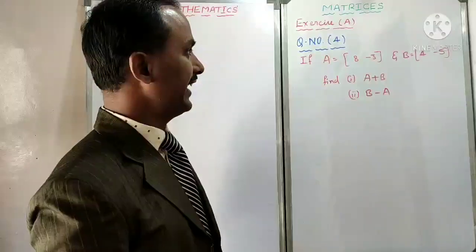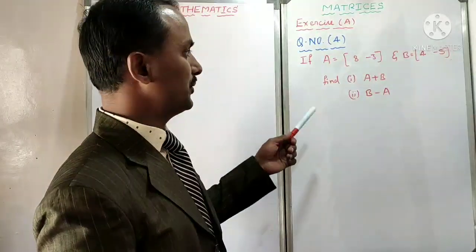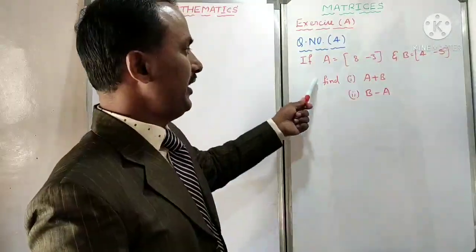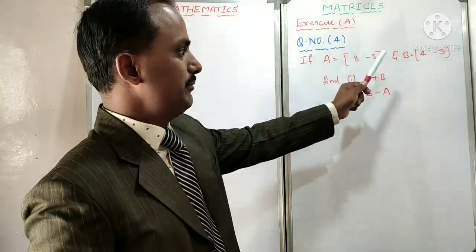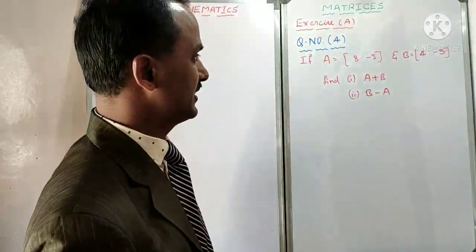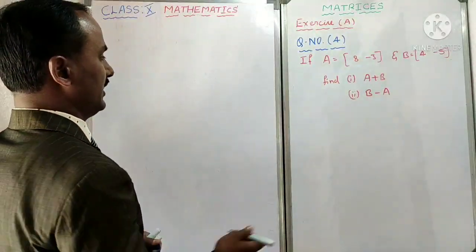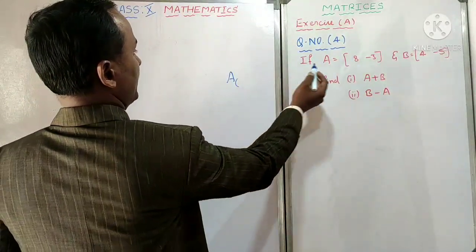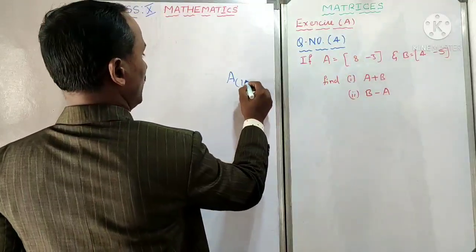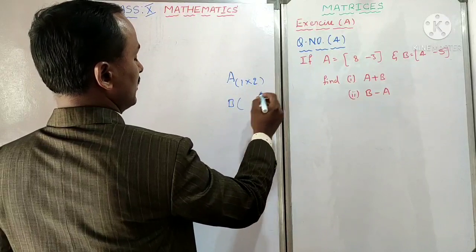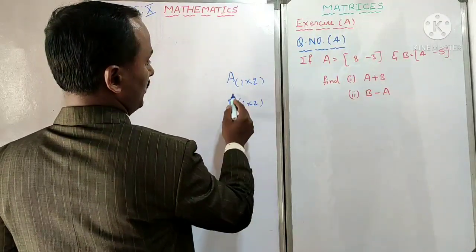Question number 4, exercise A. If A is equal to, here two matrices are there, the A matrix and the B matrix. The A matrix elements are 8 and minus 3. The B matrix is 4 and minus 5. What is the order? Observe here. The order of the A matrix is 1 row 2 columns, 1 by 2. The order of matrix B is 1 row 2 columns.